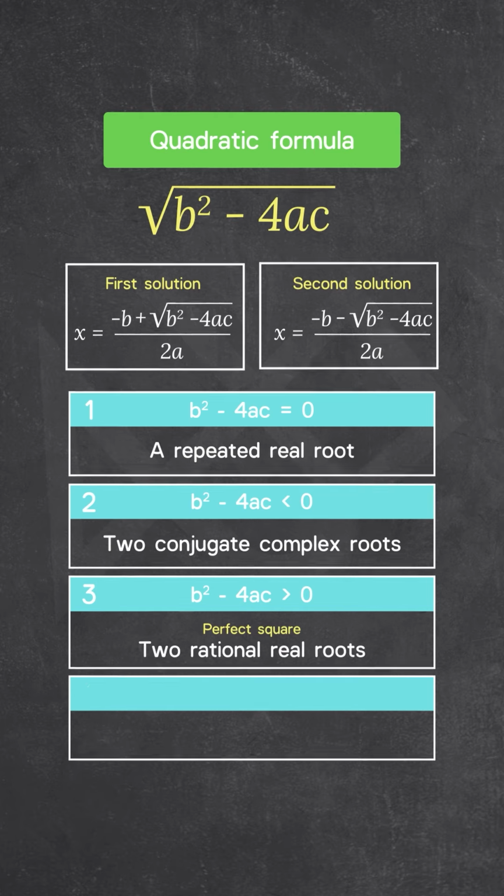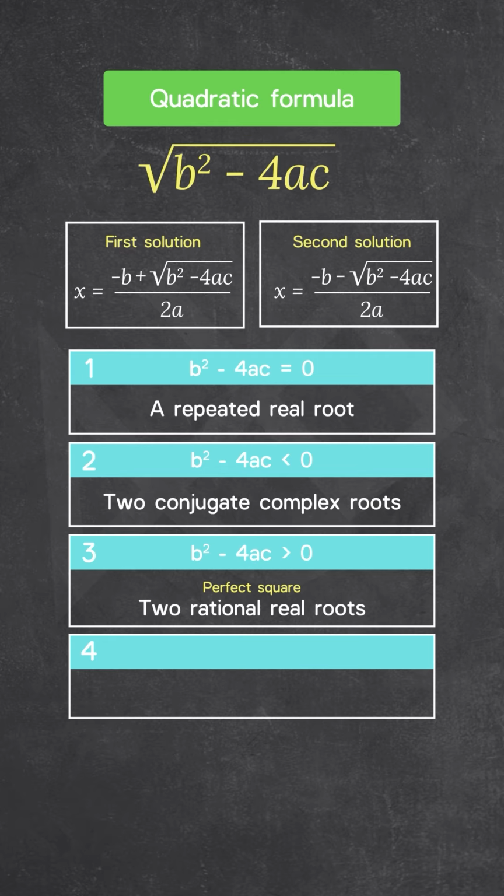We have the fourth and final case in which the discriminant is a positive number but not a perfect square. What's meant by not a perfect square is that its square root is a number with digits after the decimal point, for example, the square root of 3 or 5. In this case, the two results are two irrational real numbers.